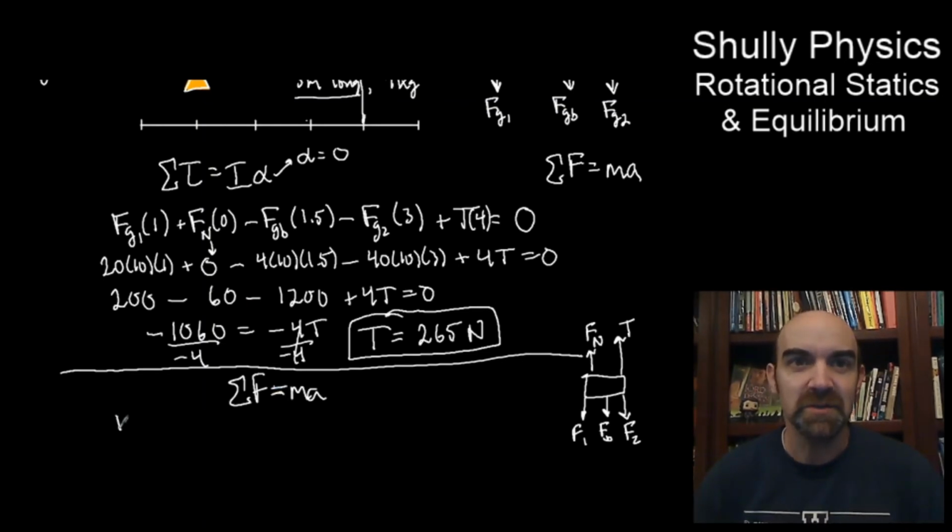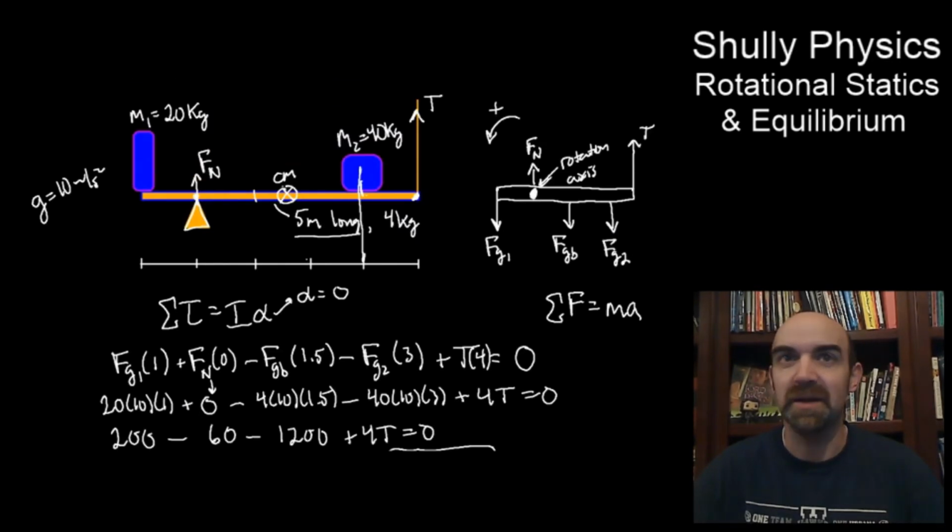So let's sum them. We're only looking at the y direction here. Got the tension going up. We got the normal force going up. We've got F1 going down. That's our 20 kilogram mass. Let's look back at that. So it's a 20 kilogram mass pulling down. We got the weight of the board pulling down and the weight of the 40 kilogram mass going down. The weight of the board is from a 4 kilogram mass.